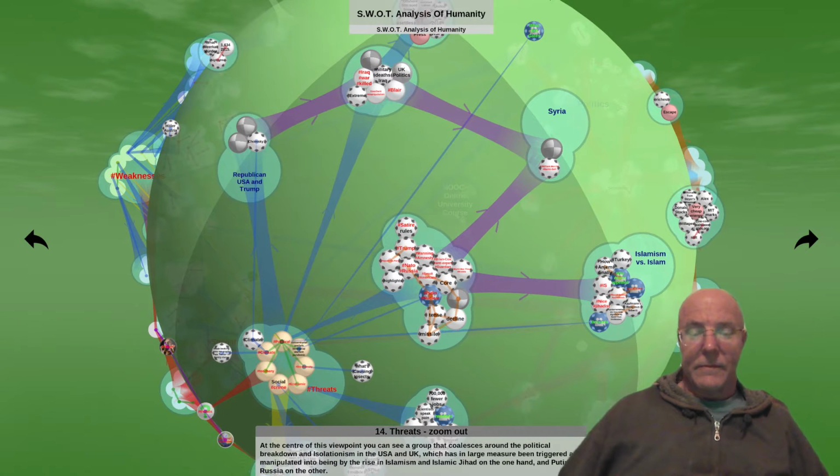14. Zooming out. At the centre of this viewpoint, you can see a group that coalesces around the political breakdown and isolationism in the USA and UK, which has in large measure been triggered and manipulated into being by the rise of Islamism and Islamic Jihad on the one hand, and Putin's Russia on the other.